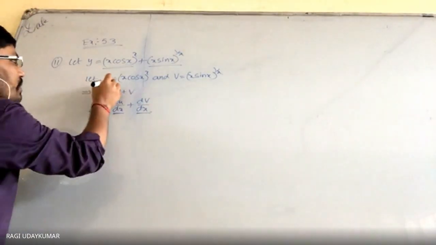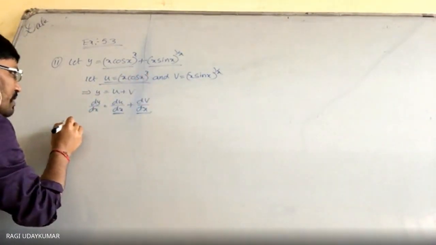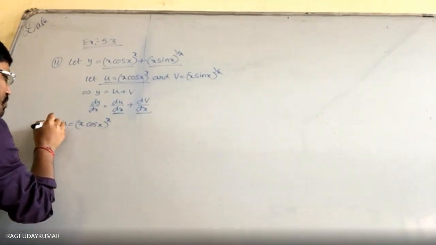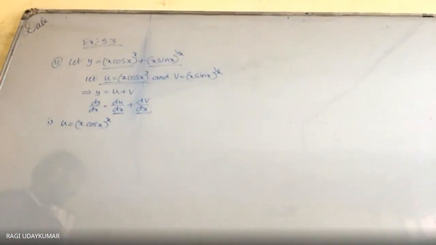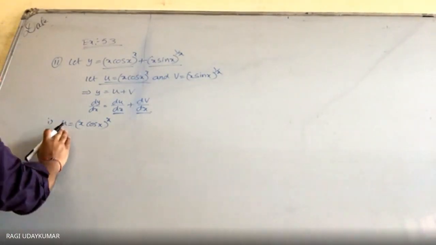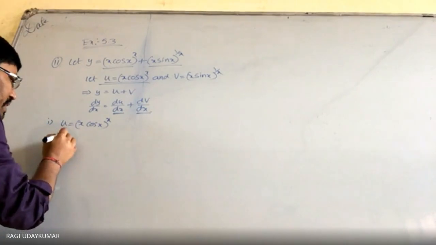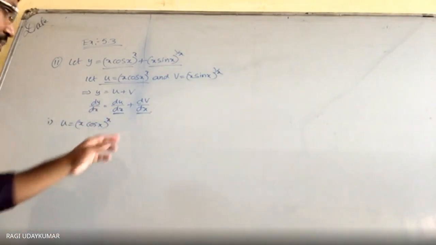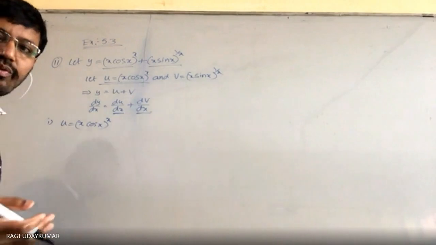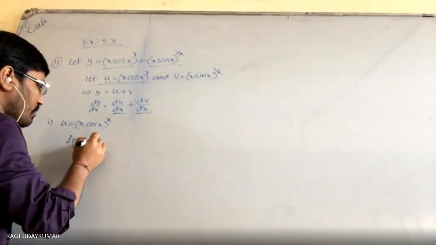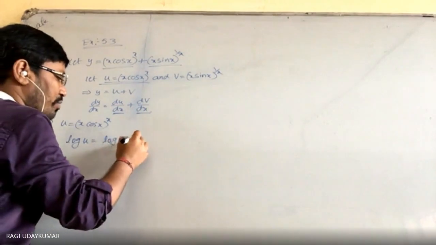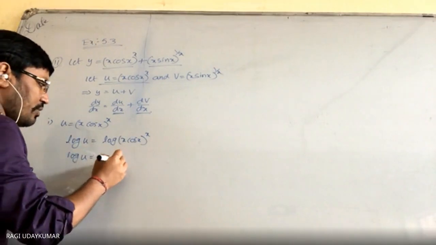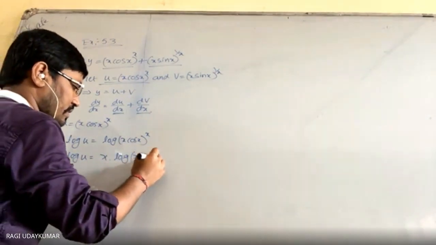So if you need to find du by dx and dv by dx, let us first take du by dx. So u is equal to (x cos x) whole power x. Two different parts you are taking here. Directly you cannot find du by dx. In the power you are having x, so logarithmic functions you need to apply here. So log u is equal to log of (x cos x) whole power x, so log u is equal to x into log of x cos x.